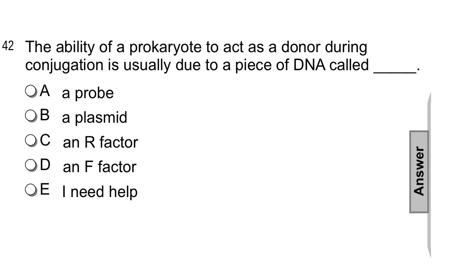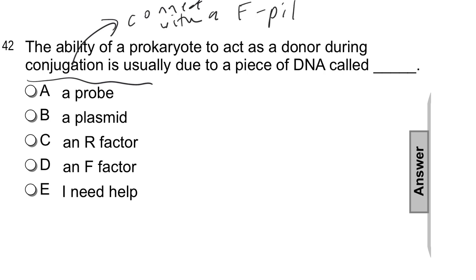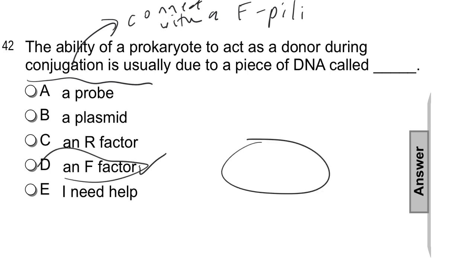Okay, the ability of a prokaryote to act as a donor during conjugation is usually due to the F pili or sex pili. Conjugation is when you connect with a sex pilus. So you need the F factor, you need the F plasmid, in order to grow sex pili.